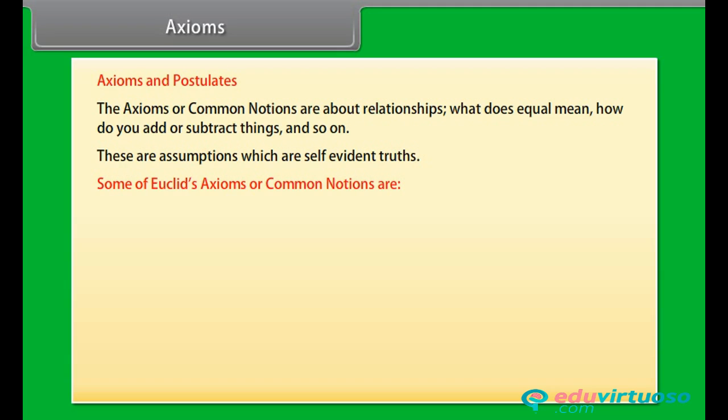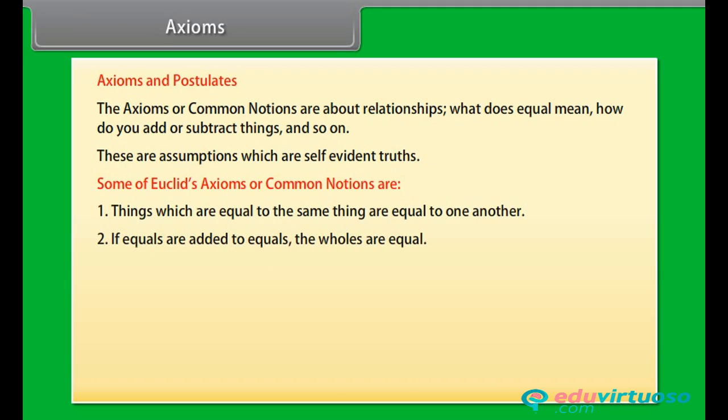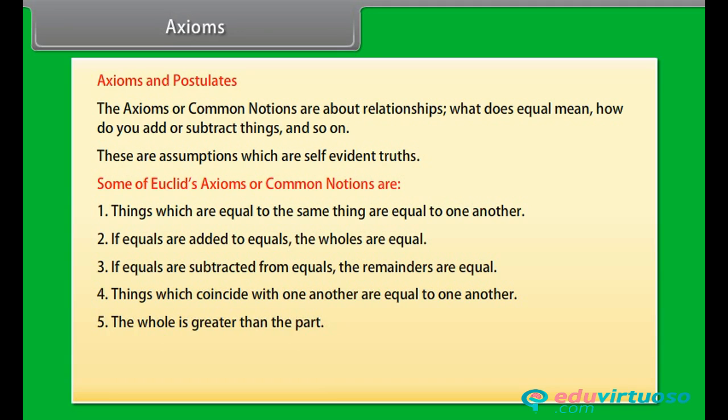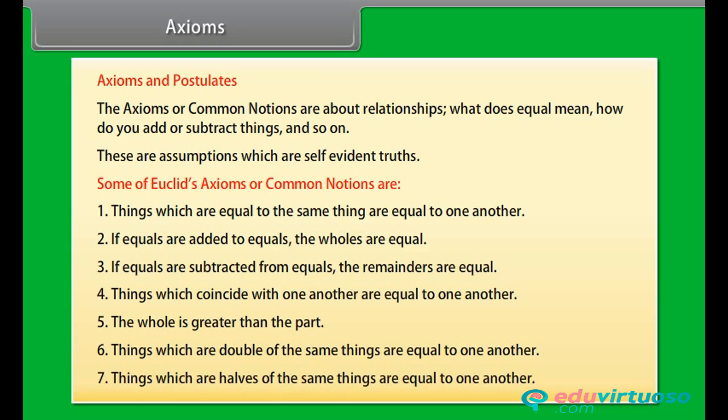Some of Euclid's axioms or common notions are: 1. Things which are equal to the same thing are equal to one another. 2. If equals are added to equals, the wholes are equal. 3. If equals are subtracted from equals, the remainders are equal. 4. Things which coincide with one another are equal to one another. 5. The whole is greater than the part. 6. Things which are double of the same things are equal to one another. 7. Things which are halves of the same things are equal to one another.